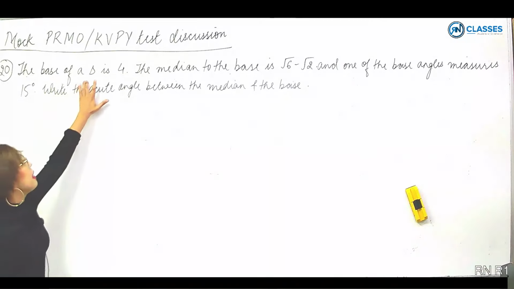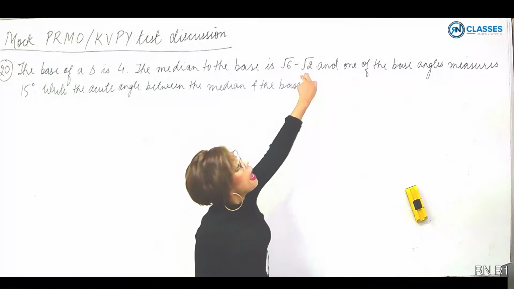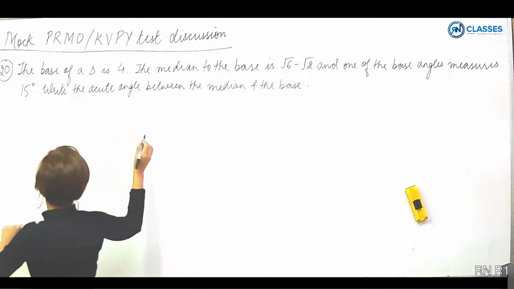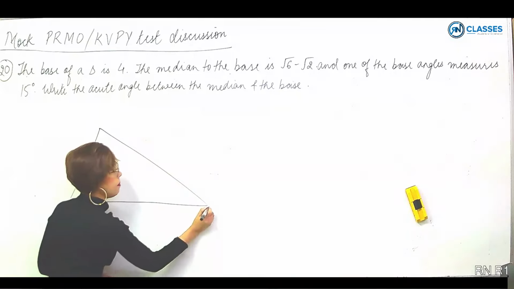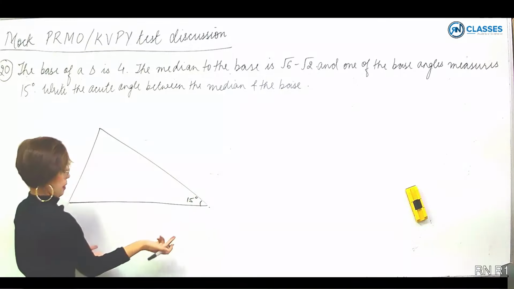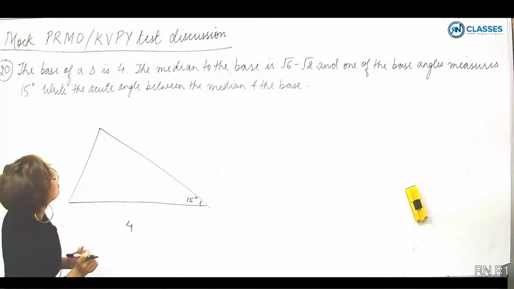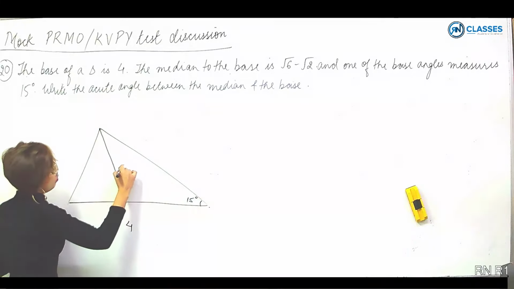Alright, on to the next one. The base of a triangle is 4. The median to the base is root 6 minus 2. And one of the base angles measures 15 degrees. So, let me make a rough diagram. Suppose my triangle is something like this. This angle is 15 degrees. Base of the triangle is suppose 4. And the median to the base, so median, this would be this one. This length is root 6 minus root 2.